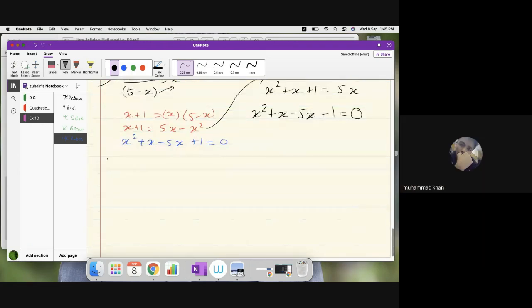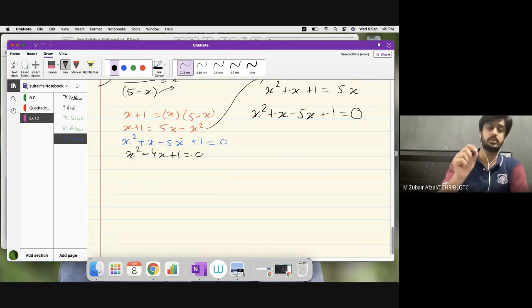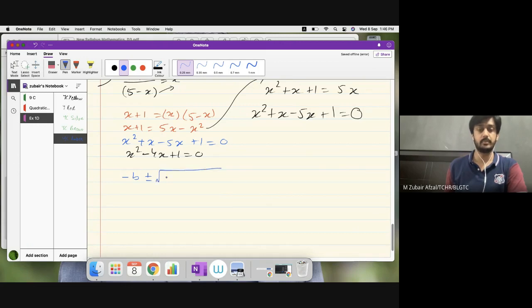Okay, now we have this. This is x square minus 4x plus 1 equals to 0. Now, just by looking at it, you can tell that middle term breaking is not possible. So minus b plus minus square root b square minus 4ac over 2a.